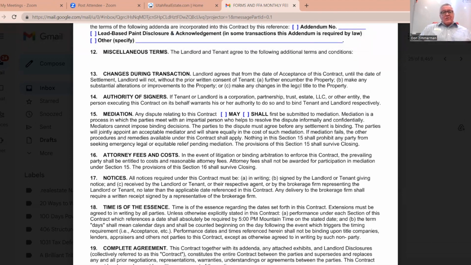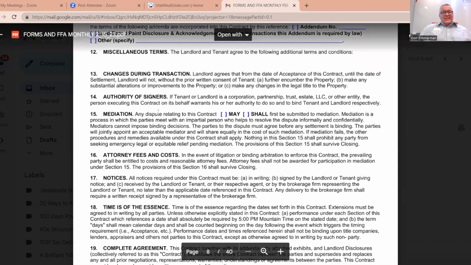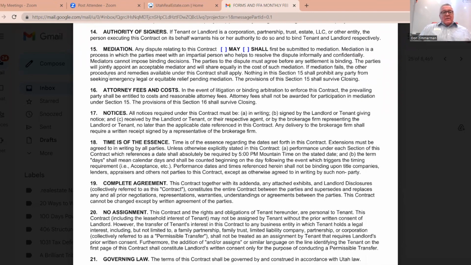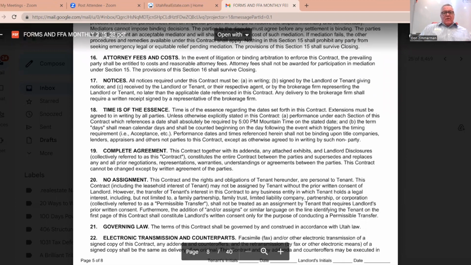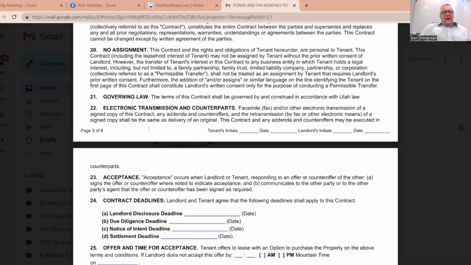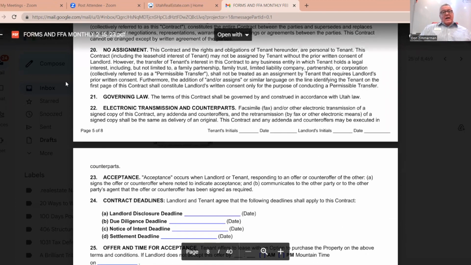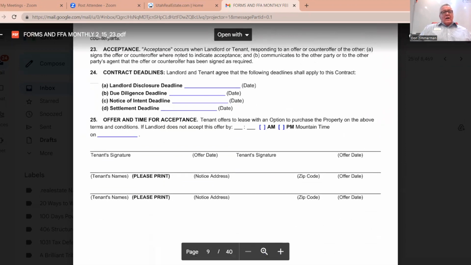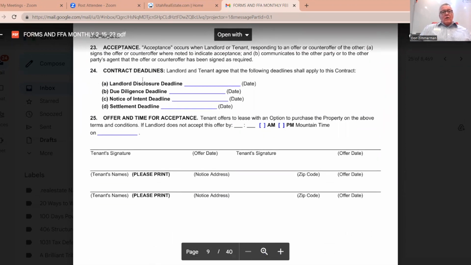Changes during the transaction. This just says that there can be no changes without written and prior consent of the tenant and the seller. Everything has to be in writing. Authority of signers, mediation, attorney's fees, all of this part is boilerplate stuff. No assignment. This contract cannot be assigned unless you have it in writing and signed by both parties. Okay, then here we go with the section 24.